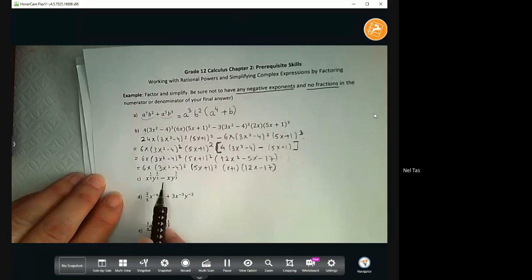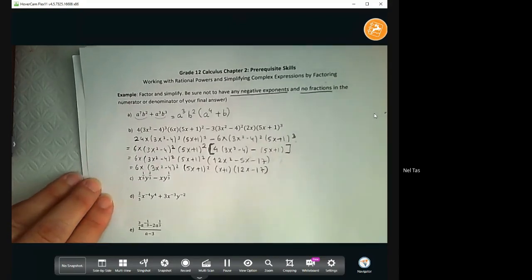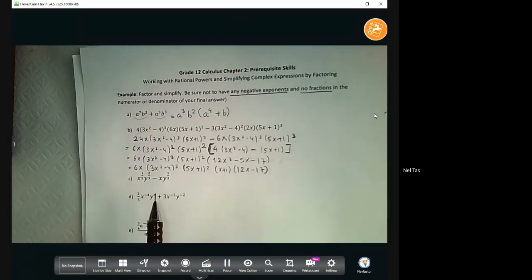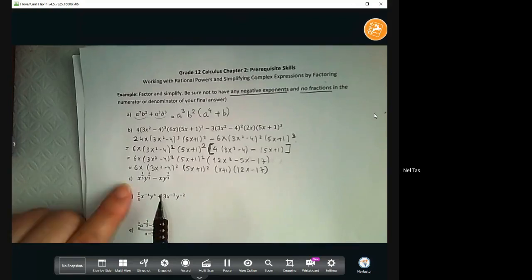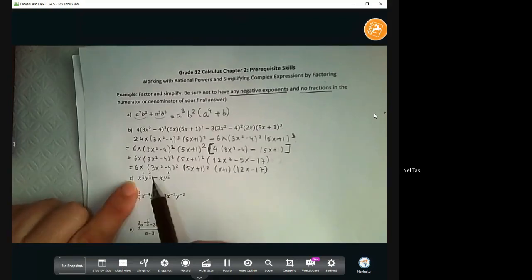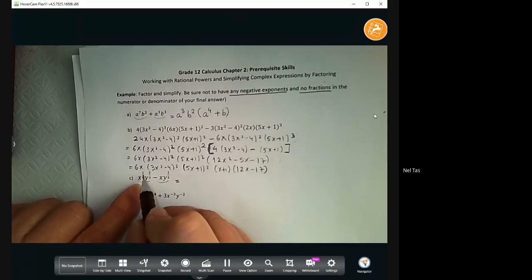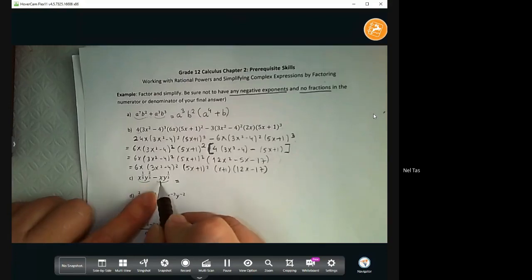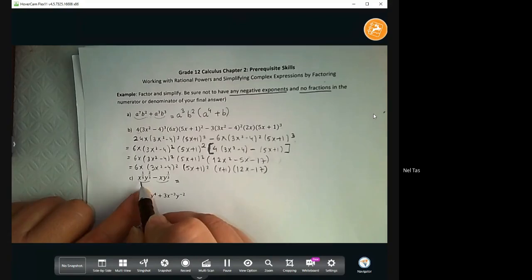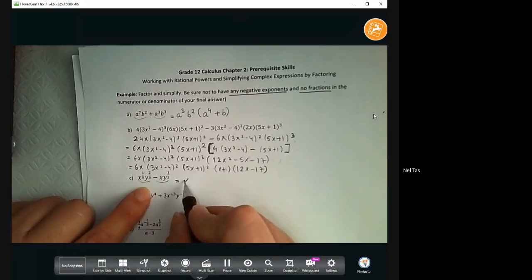This time we have rational exponents. Maybe it is a little bit harder to see what is the common factor. So again, we have two terms, as you see. So we look at x. So x to the power of 1 over 5, and the other one is x to the power of 1. So the lower exponent is 1 over 5. So x to the power of 1 over 5 is the common factor.